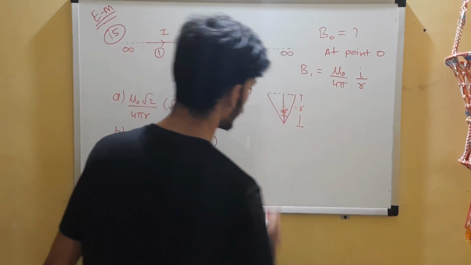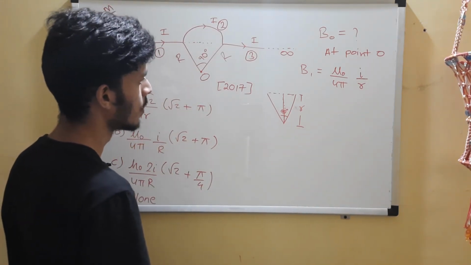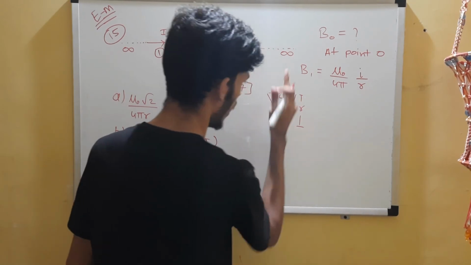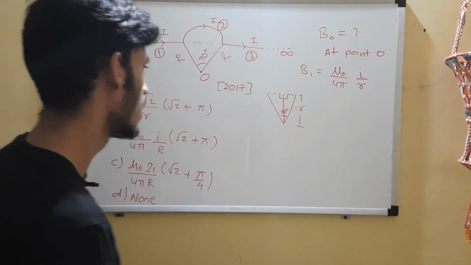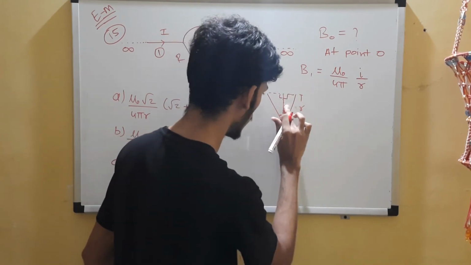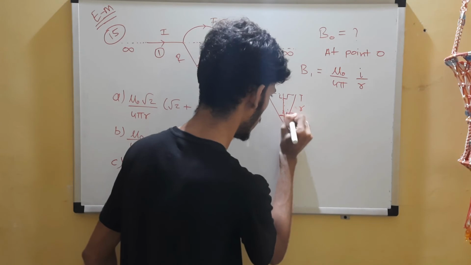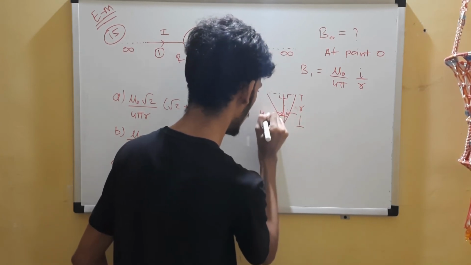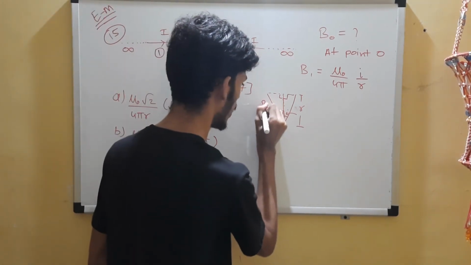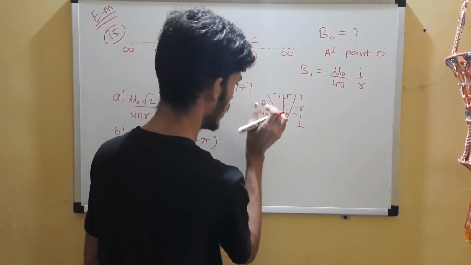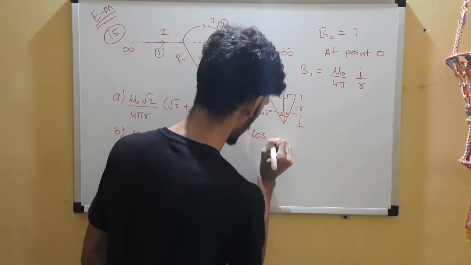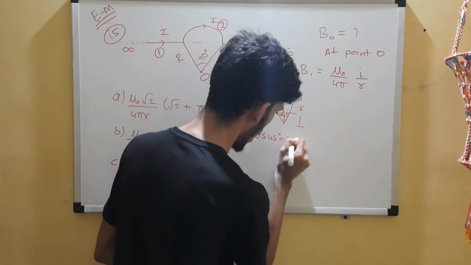So how can we do that? I know that this will be 90 degrees. I just now said it's the perpendicular distance. So this is 90. This angle will be bisected by this line. This will be 45. This will be 45. So we can use sine 45, or we can obtain a relation between this r and this R. I'll use cos 45. Cos 45 is equal to r by R.